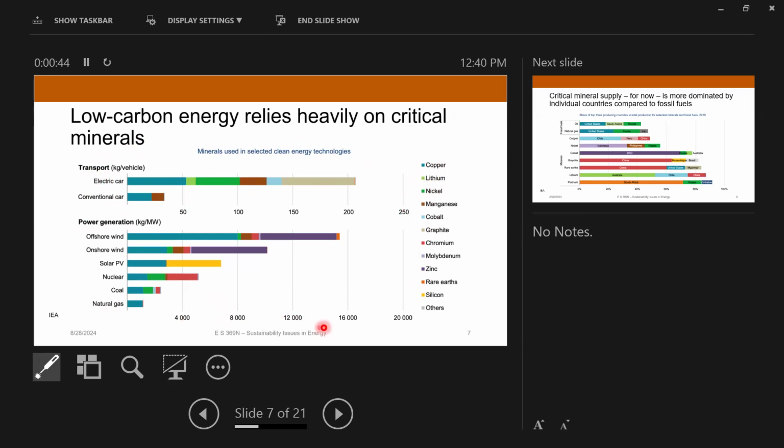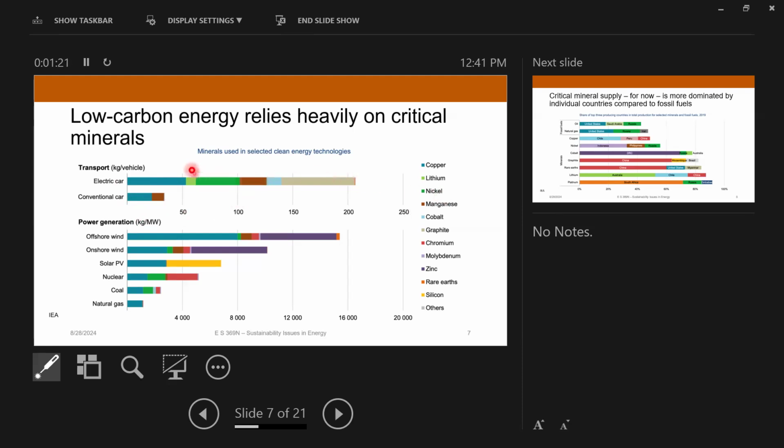The x-axis here is kilograms, either per vehicle or per megawatt of electricity generated. So you can see, obviously, that the electric car contains a whole lot more critical minerals than the internal combustion engine car does. They both contain copper. Copper is the wiring that you use. Every car has wires in it these days, so that's important. And then the other one that's used in a regular car is manganese. Actually, I'm not sure where that is in a car, but it's in there somewhere, presumably.